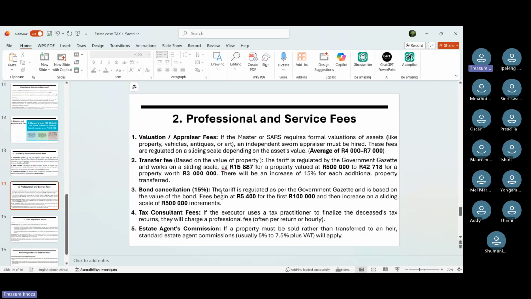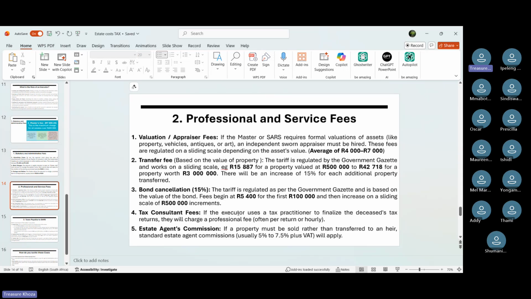Sorry, we also have what we call the bond cancellation. The tariff is regulated as per the Government Gazette and is based on the value of the bond. Fees begin at 5,400 for the first 100,000 and then increase on a sliding scale in 500,000 increments. So this is the scale that you're going to slide through.